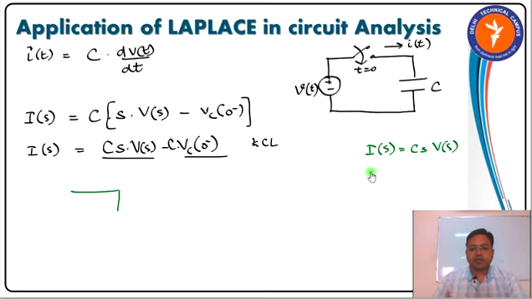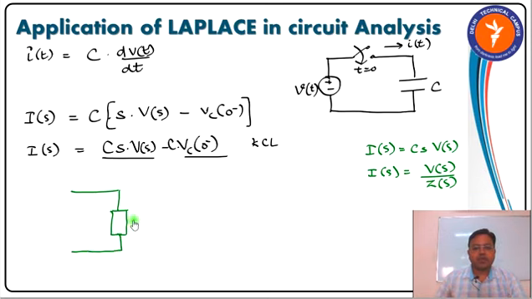It means this: if I compare it to I(s) = V(s) divided by Z(s), this is Ohm's law. So if I compare this, I will get Z(s) equal to 1 by Cs. So its equivalent must have an impedance whose value is 1 by Cs. So it means a capacitor is converted into its impedance, having the value 1 by Cs.